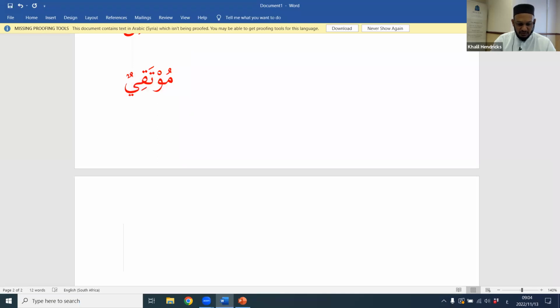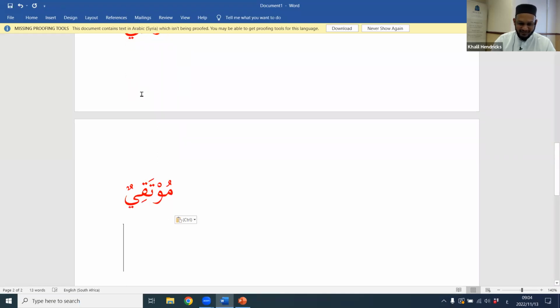You often see this also in the eighth bab. For example, yadhakkaru comes from yatadhakkaru. Yatadhakkaru becomes yadhakkaru. Yatadhakkaru is a bit longer, yadhakkaru is quicker. So muttaqiyun is the verb.